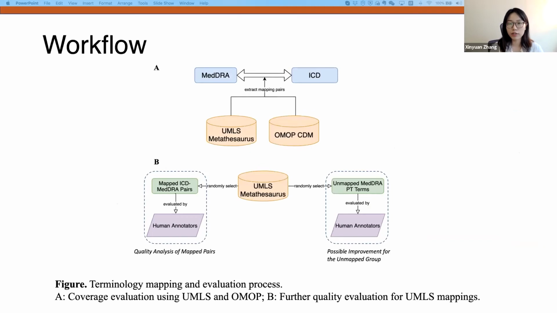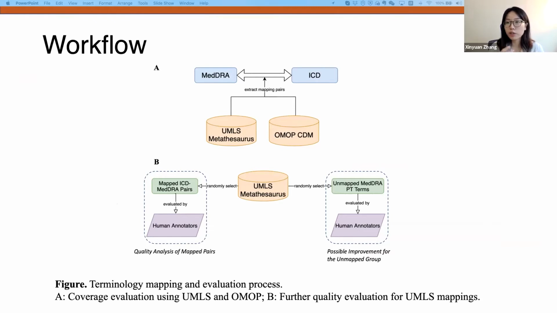So here's the workflow of our study. First, we extract the mapping pairs for MedDRA and ICD from both UMLS and the OHDSI OMOP. And then we further evaluate the mapping quality by extracting the map pairs from UMLS. We actually recruit human experts to evaluate the quality of the map pairs provided by UMLS.